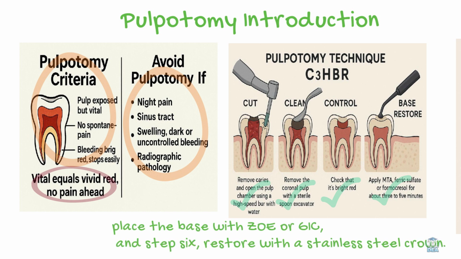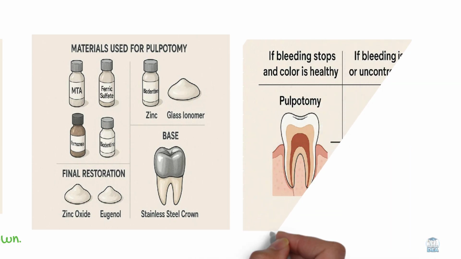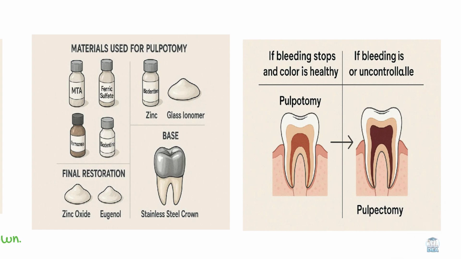Step 5. Place the base with ZOE or GIC. And Step 6. Restore with a stainless steel crown. If bleeding stops and color is healthy, pulpotomy is perfect. If bleeding is dark or uncontrollable, move to pulpectomy.